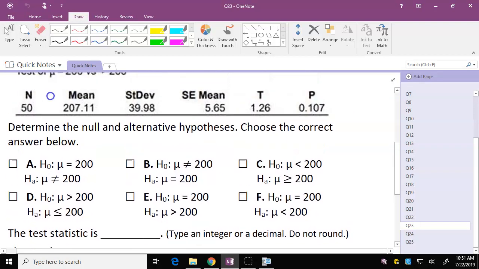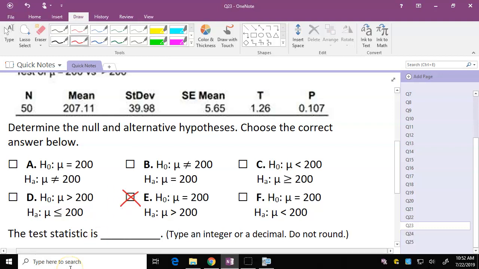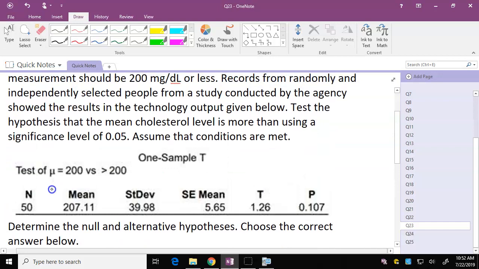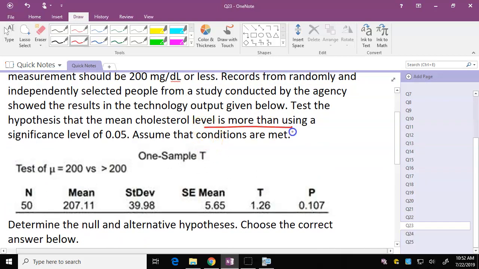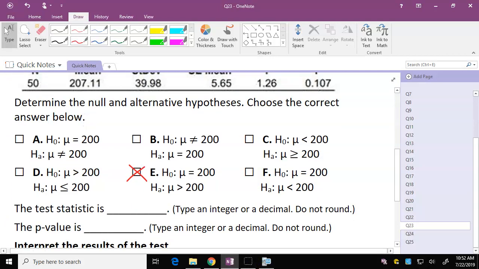All right. So the first thing is they want us to know what our null and alternative hypotheses are. So what do you think? Say it again. E? Absolutely. Because your null hypothesis should always be equals. So that means right away you can throw out D, B, C. Okay? And then up above, it gave us the key words, more than. So it makes sense why it has to be E.